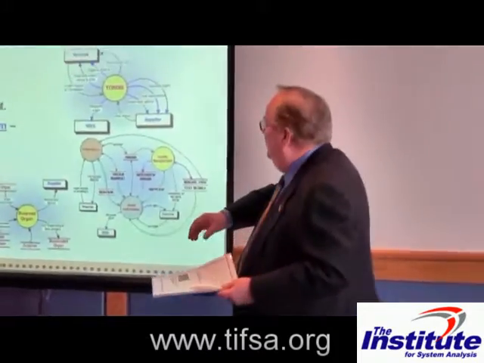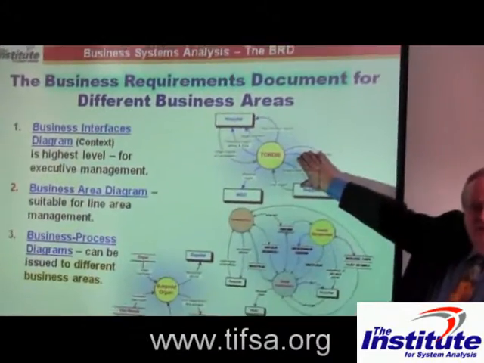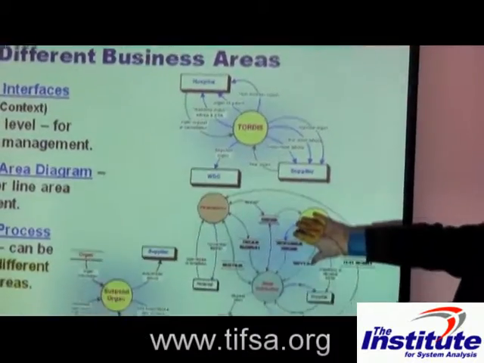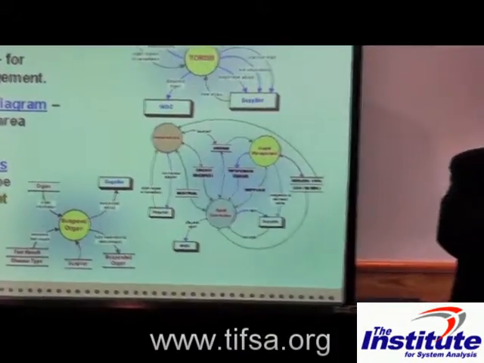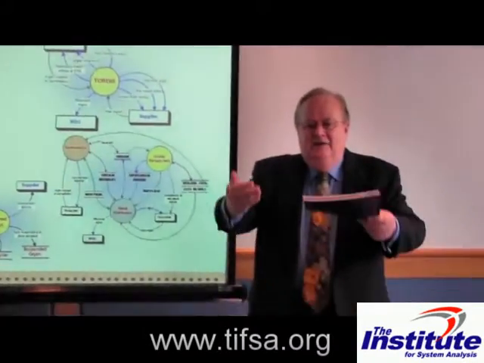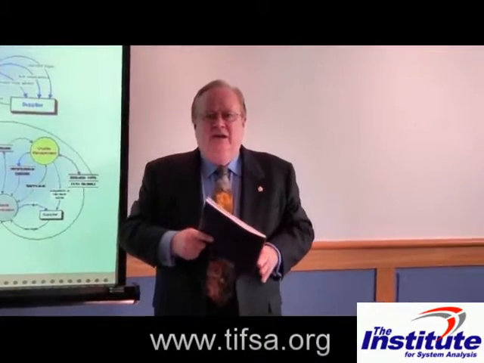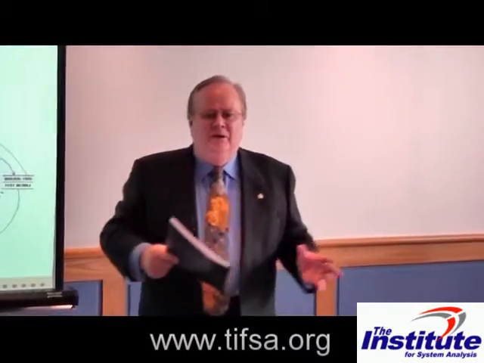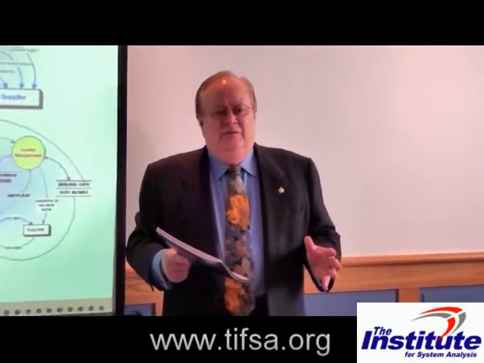Well, the bigger picture is actually in this diagram, the business interfaces diagram, which is the highest level, biggest picture, and of course in the business area diagram, where each department can see their relationship to other departments and the information they get, as well as what's contained in the business process diagrams for their department. So the bigger picture is already there. They don't need to see everything to be able to see the bigger picture.